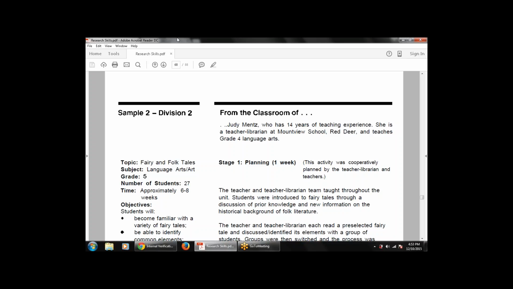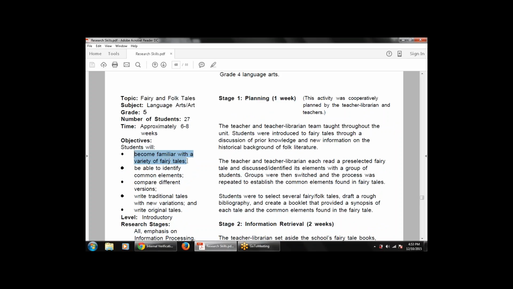And what is the main objective of this one? The students will become familiar with a variety of fairy tales, what a fairy tale is, how fairy tales appear, and the main theme behind them. The next objective is to be able to identify the common elements used in the various tales, and then to compare the different versions.